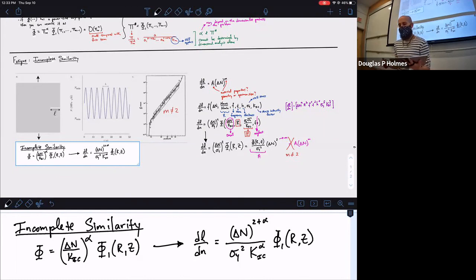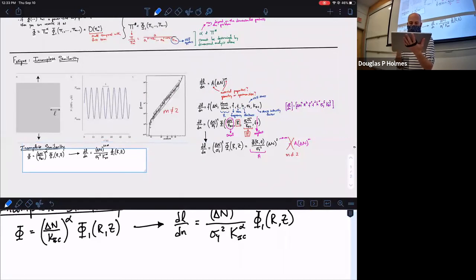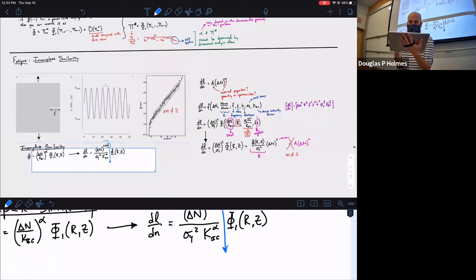Alpha is a number. We don't know what it is. We know that in general, alpha could be a function of R and Z. That is, in general, that constant that we're raising our small parameter to could depend on the dimensionless parameters in our problem.